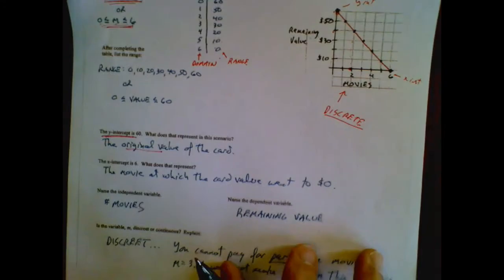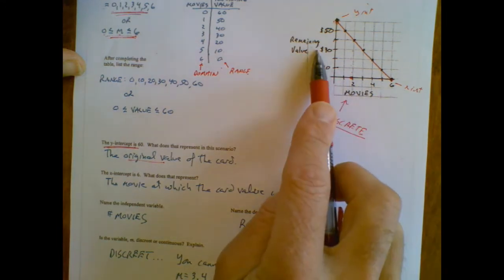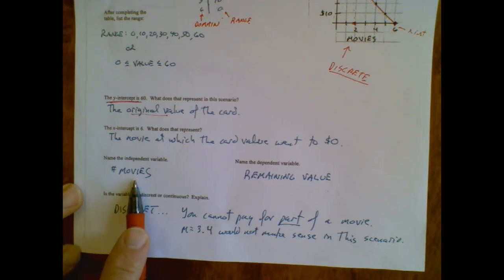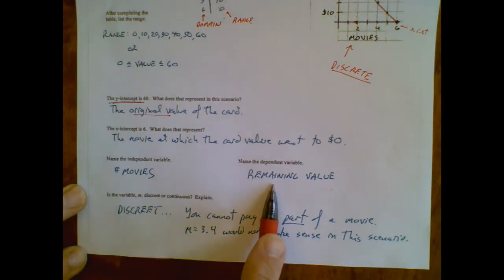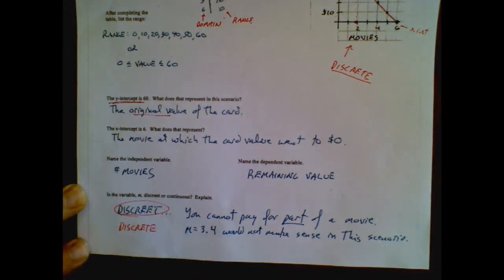If I look back up at that graph, I've got the x-axis and the y-axis, independent, dependent, domain, range, input, output. So when they ask me what's the independent variable, it's the one from the x-axis. What's the dependent variable? It's the one from the y-axis. And as I mentioned, we have discrete data here because you can't go to part of a movie. You can only go to one whole movie or not. Or at least you can pay for one whole movie or not. I guess you can leave if you want.